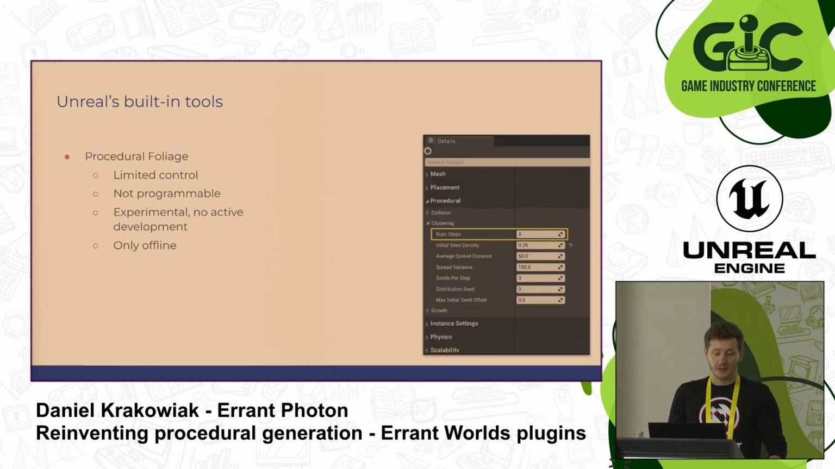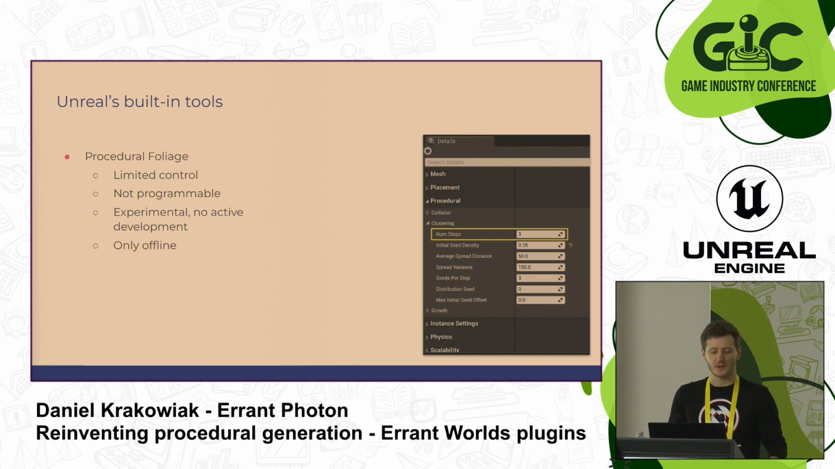We also tested built-in tools in Unreal. One of them is procedural foliage. It's a tool that hasn't been developed much in recent years. We quickly discovered that it's very limited in control. You have a number of properties that you can change, but you exhaust your options within 1 or 2 days, and you simply can't achieve what you wanted.